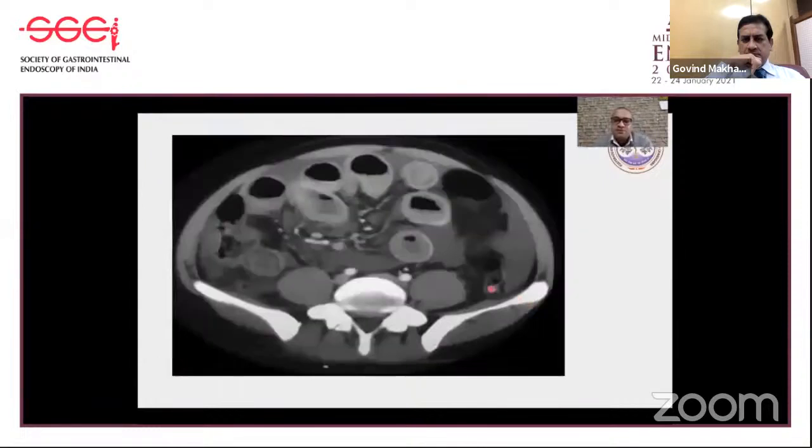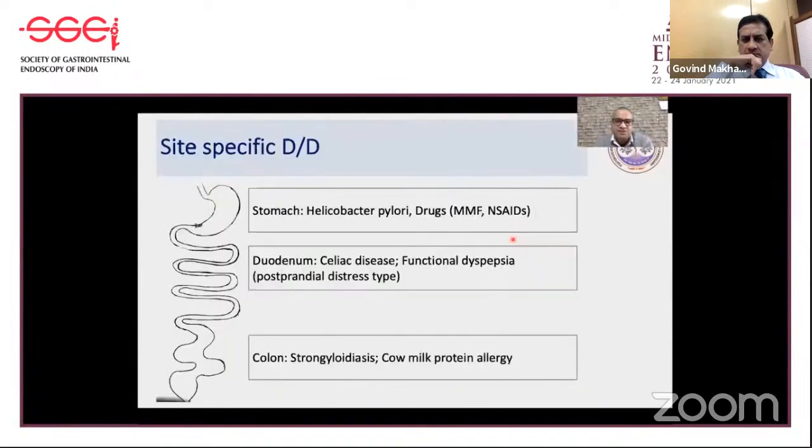Then this is another patient we saw with eosinophilic ascites, long-standing ascites, and then you can see mural stratification of the bowel loops, including the cecum, and ascites here. So very, very variable radiological presentations. And then there are site-specific differential diagnoses.